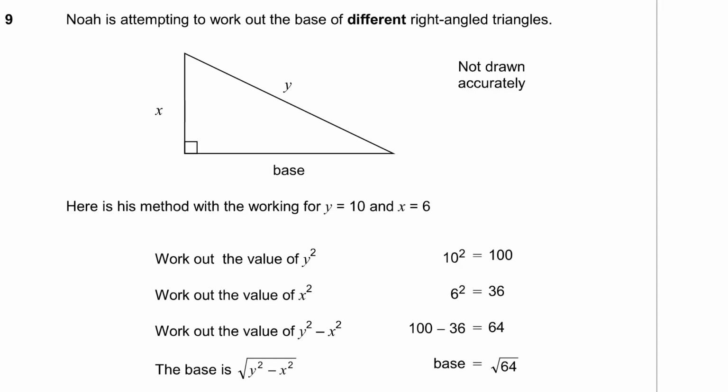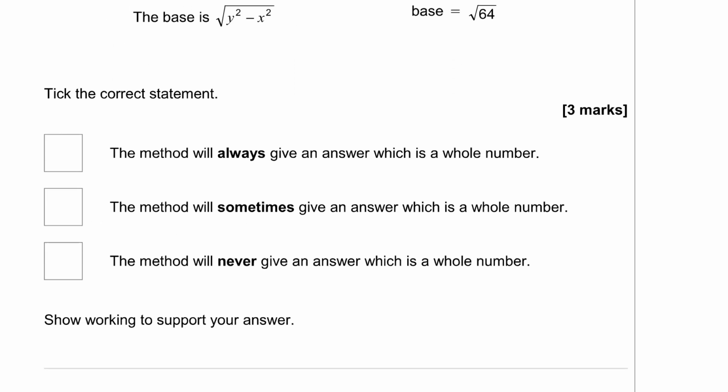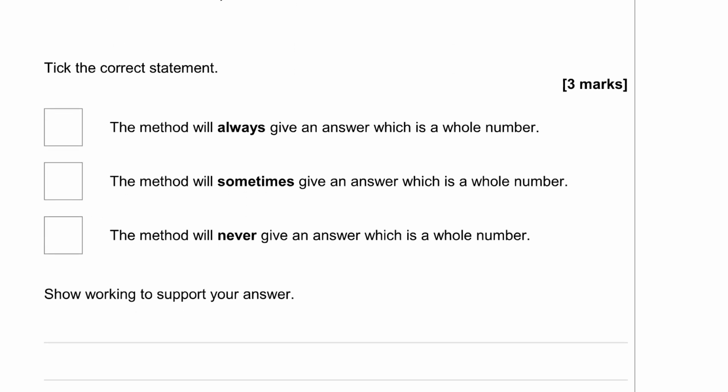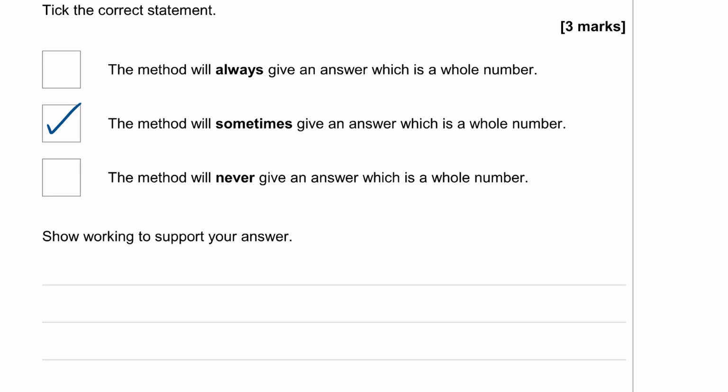So that particular example does give a whole number for the base, but if you've ever done any questions with Pythagoras theorem before, you'll know that that is a rarity. The Pythagorean triples are the ones that give you nice whole numbers, otherwise they are decimals. Now, it asks here that we need to show working to support our answer. So we need to give some examples of why we would pick this one. This is obviously the correct solution that sometimes gives us a whole number. But let's give some examples.